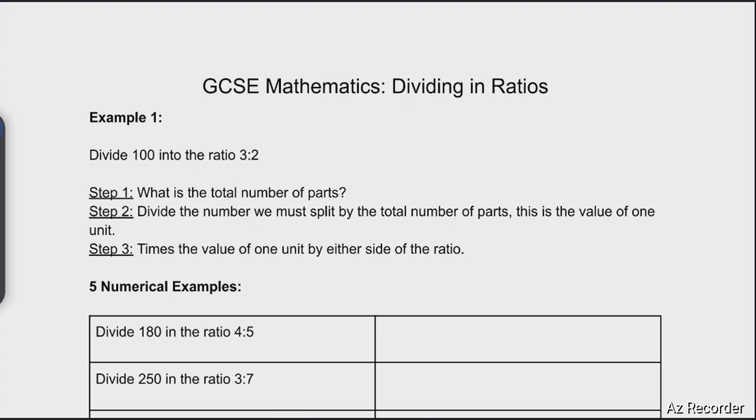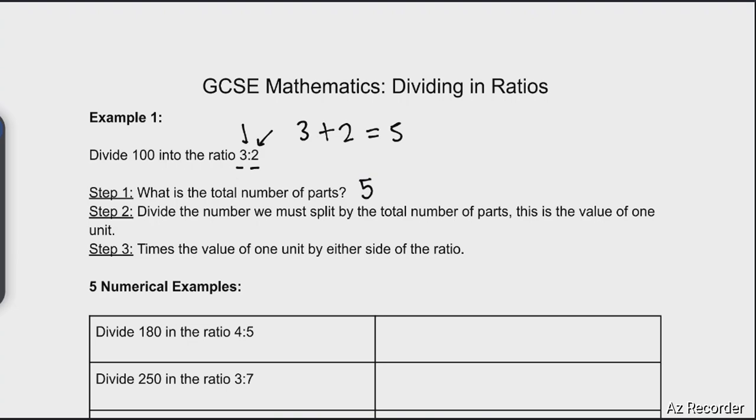The first step is, what is the total number of parts? So each of these parts of the ratio refer to the parts. In the first half of the ratio, we've got a 3. In the second half, we've got a 2. So the total number of parts is going to be 3 plus 2 is equal to 5. So that is our total number of parts.